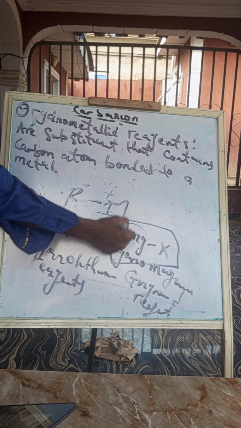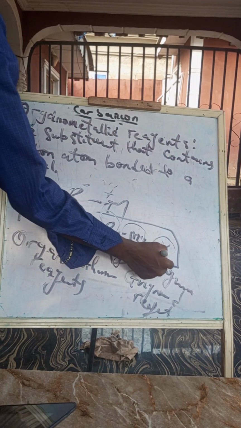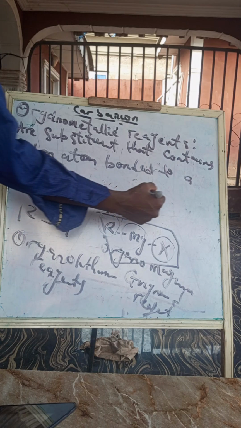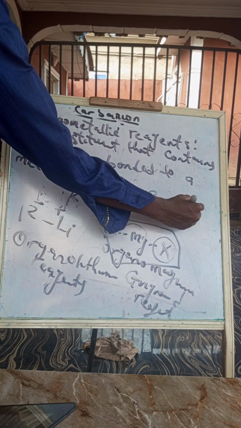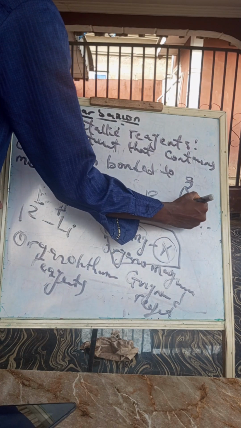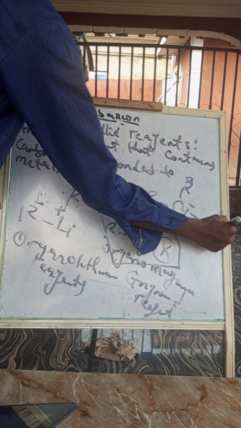This is our magnesium part, and this is the halogen. We can use any halogen. It can be iodine, bromine, or chlorine. And the next one we have here, can you give me a suggestion of this name?